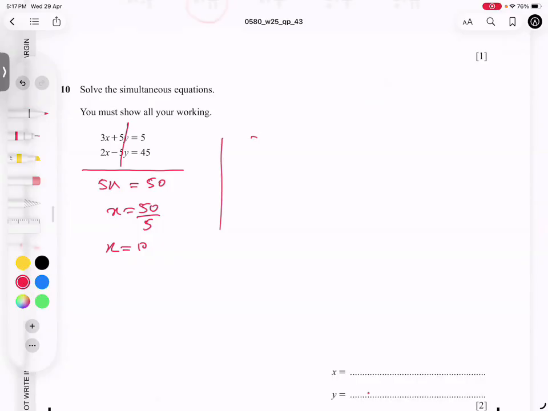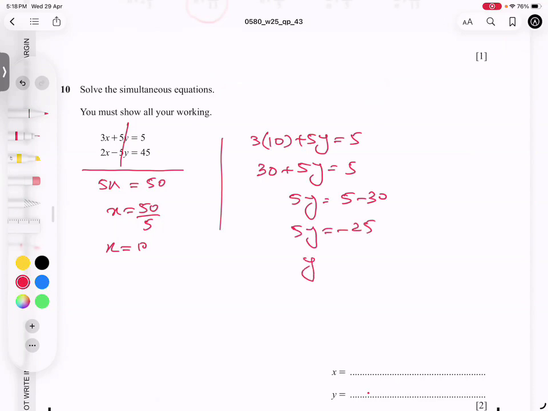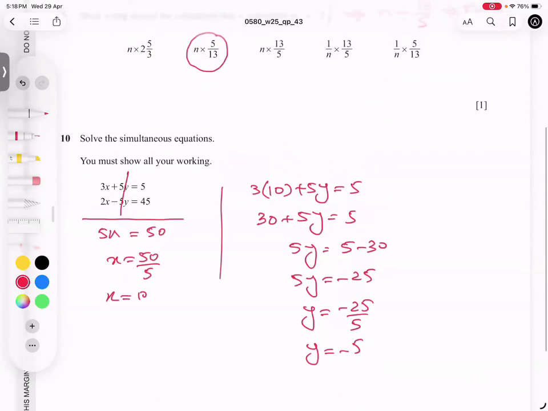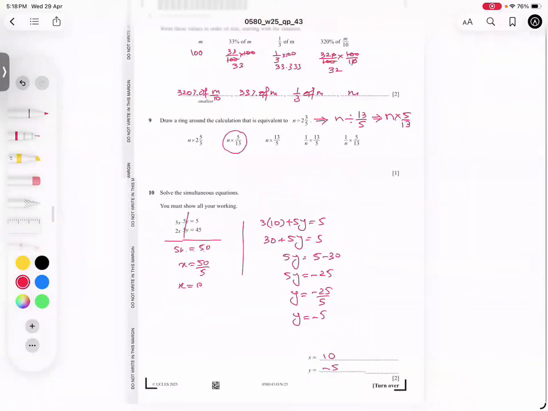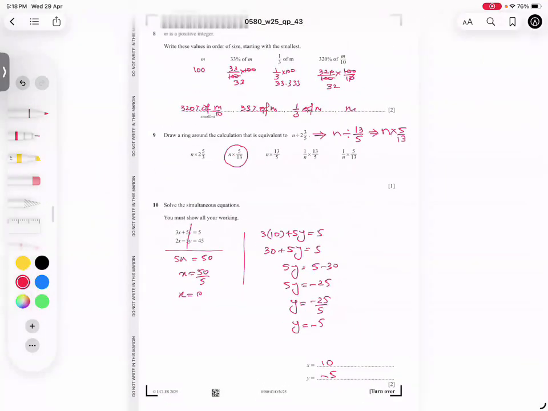So I plug into the upper equation: 3 times 10, plus 5y equals 5. I'm getting 30, and 5y equals 5 minus 30. 30 goes on the other side, and I'm getting negative 25, students, negative 25. Then 5 will divide, negative 25 over 5, and I'm getting negative 5. So that's it: x is 10 and y is negative 5. I hope the concept of this question is also clear, and the complete page is over.